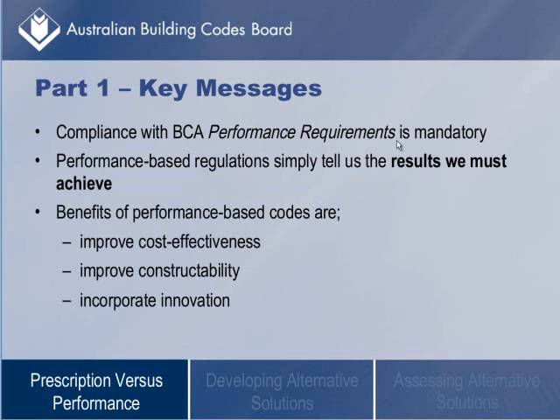Compliance with the performance requirements is mandatory. Performance-based regulations simply tell us the results we must achieve. So does everybody understand that it is mandatory and it is the goal that we seek? How you achieve that, that's up to you, but you must achieve it. Benefits of performance-based codes are cost effectiveness, constructability, and incorporating innovation, which they do. It's a lot easier to go with a performance-based system.